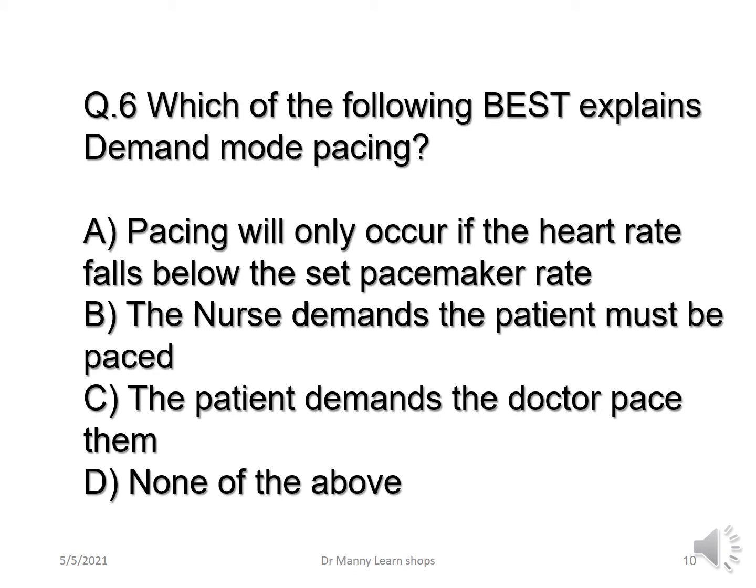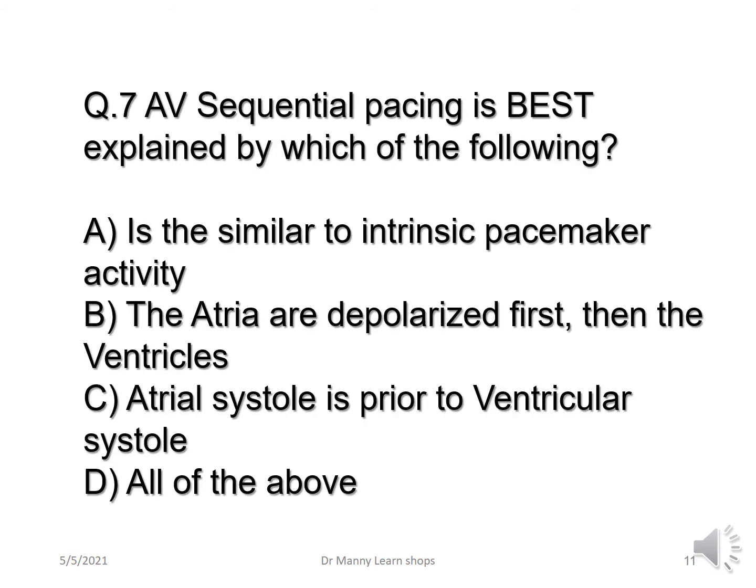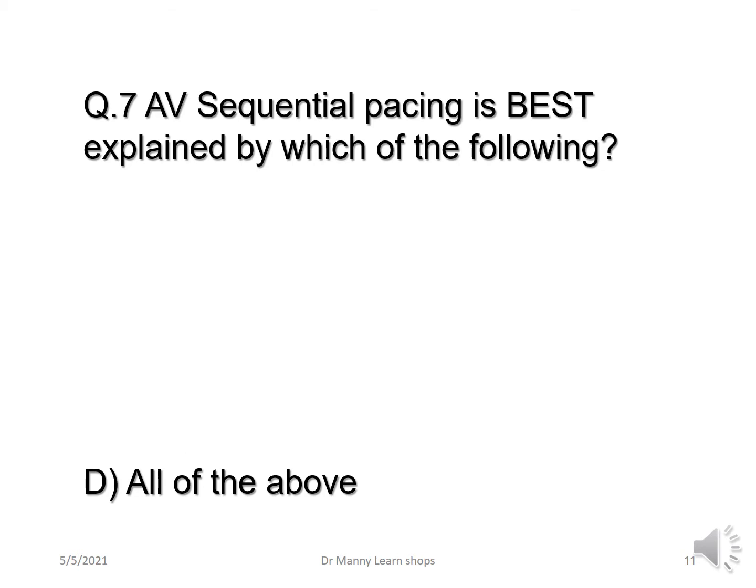Which of the following best explains the demand mode pacing? A, B, C, or none of the above, D? The correct answer is A. Question 7. AV sequential pacing is best explained by which of the following? A, B, C, or D? The correct answer is D.